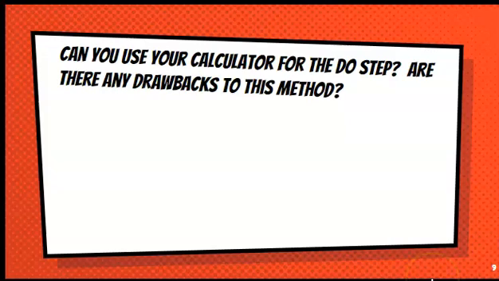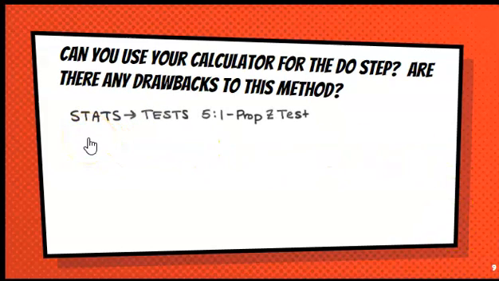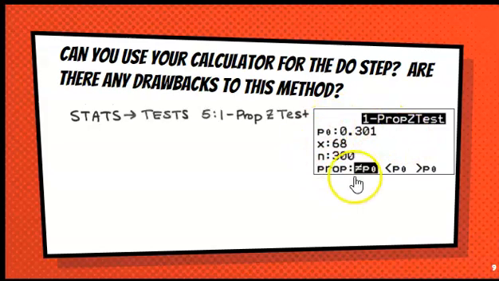Now, can you use a calculator for the do step? There's a lot of work on that step. Can we use a calculator to shortcut some of that? Yes, you can. In your calculators, you would go to Stats, Test, and number 5. It says 1 proportion z-test. Make sure you don't choose 1 sample z-test. You want 1 proportion z-test. When you do, this is what pops up for you. First, it's going to ask you, what is the null value of the question? Then it's going to say, what is x, what is n?